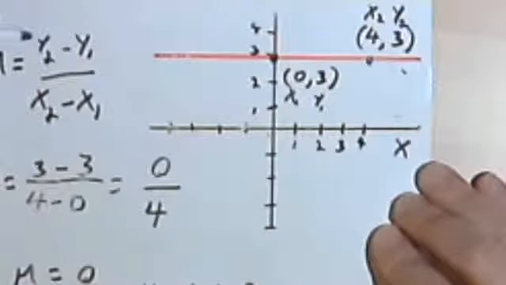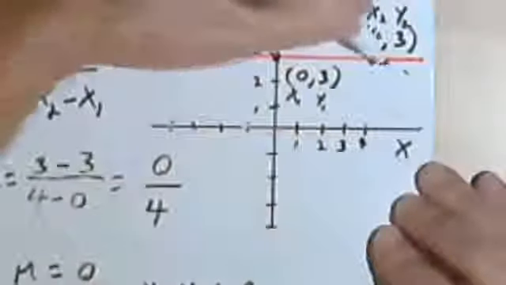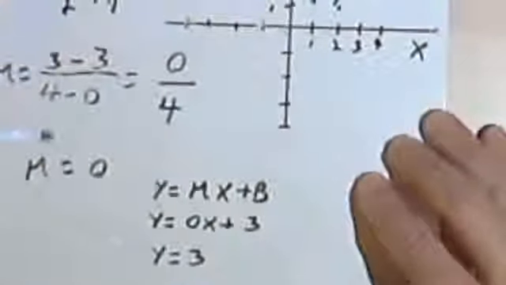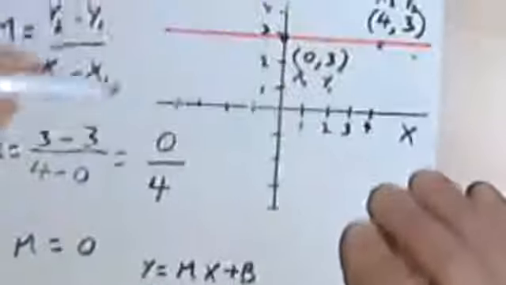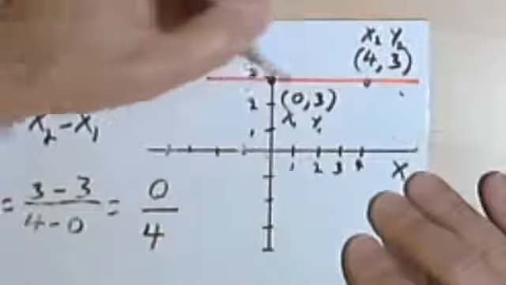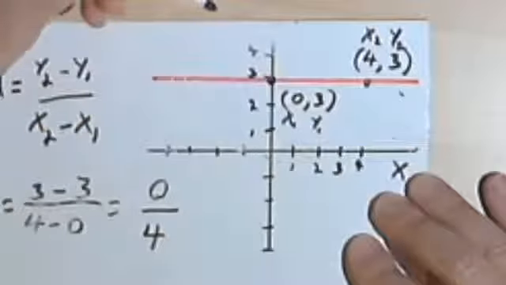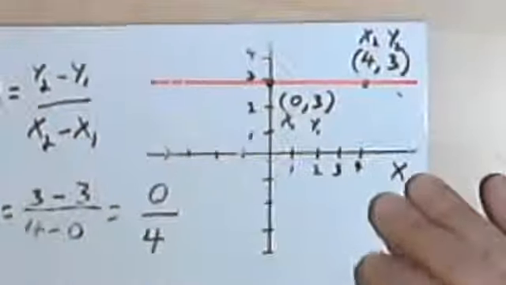Okay, so if you have a horizontal line, the thing to remember is the slope of a horizontal line is 0. The equation for the horizontal line will be y equals, and then whatever number that y always is. And you can just look at the y-intercept to find out what that number is. In this case, it's the 3. Okay, let's go on to vertical lines.